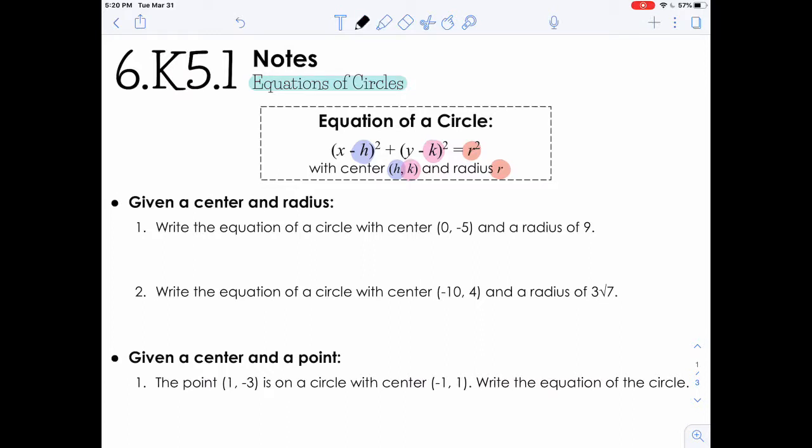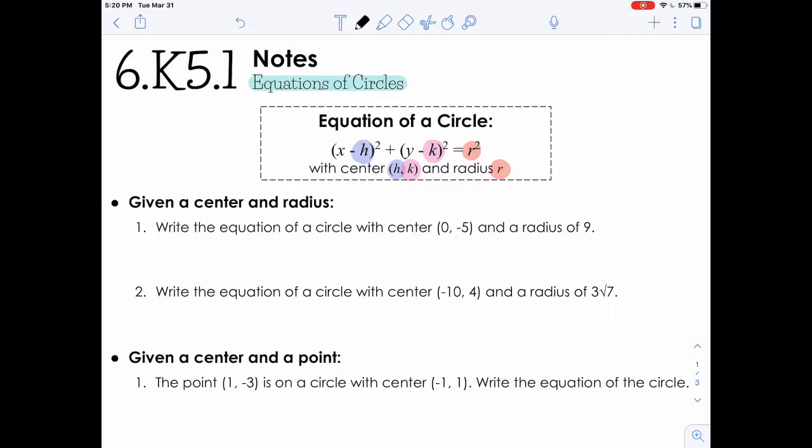So there's a couple different situations we're going to be looking at today. The most common one is when we're given a center and a radius. So let's start there. Taking a look at example number 1, we are asked to write the equation of a circle with a center point at (0, -5) and a radius of 9.